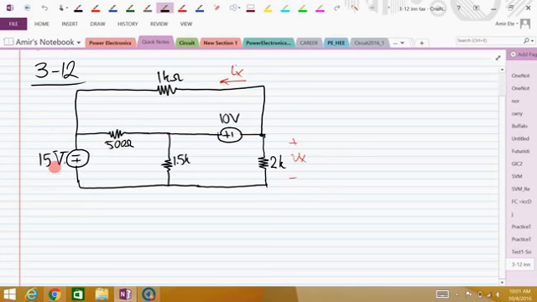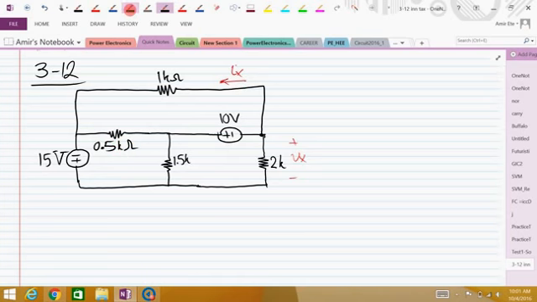So I have a 15 volt voltage source with this polarity, 500 ohms, and all these other components. These are all in kilo ohms. The only one that is given in ohms is this 500 ohm one, so to avoid making mistakes I changed this to 0.5 kilo ohm.